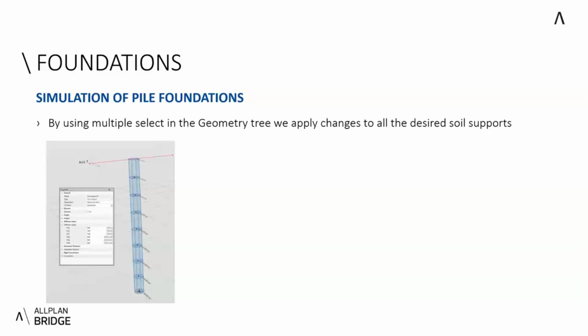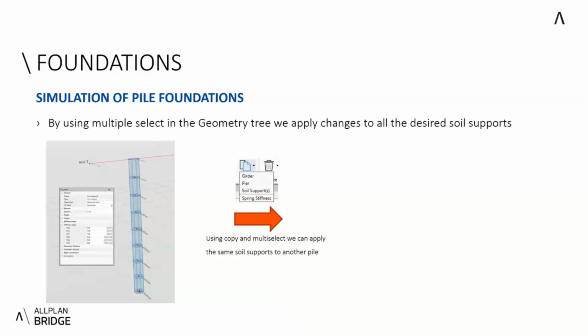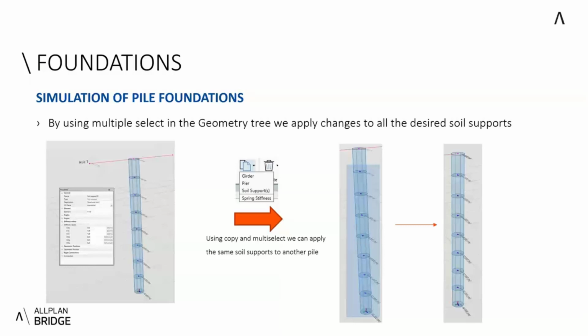And as you see, for all of them but the last one, we have applied different stiffness values, which we have as stiffness values in the global Y and Z direction. But what happens if we have multiple piles that need the same definition of these soil supports? Do we need to create them all over again? No, we don't. Because we can use copy and multi-select, we can apply these soil supports to another pile, for example. By clicking the Shift button and using this multi-select tool, we can easily copy all of these objects to another pile.